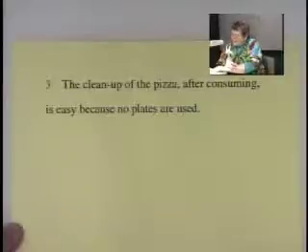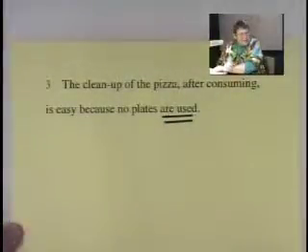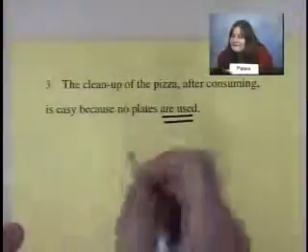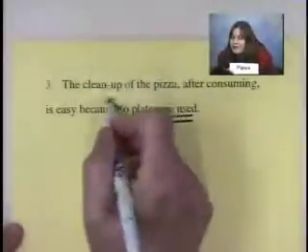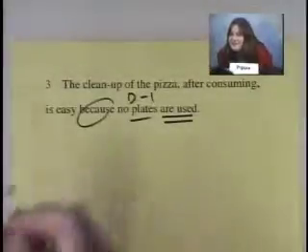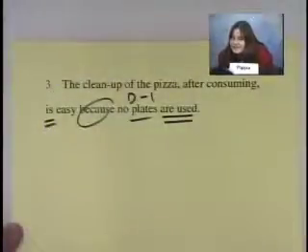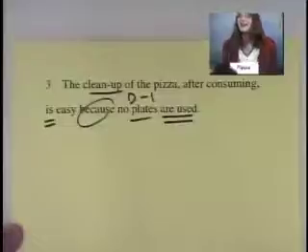Are used is one of the verbs, and the subject that goes with it is no plates. And the kind of clause is dependent, and the subordinate is because. And then is is another verb. And what about the subject? What is easy? The cleanup. And that gives us what kind of a clause? A main clause.